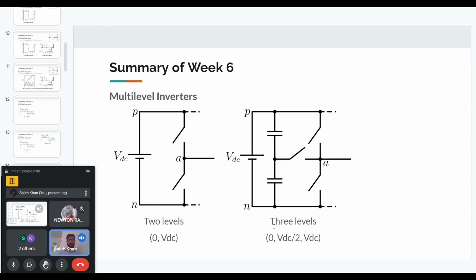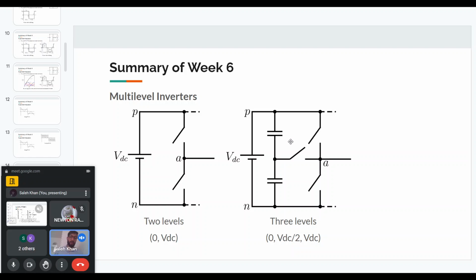So here we can get three levels across VAN. When the top switch is on, we will get VDC across VAN. When the bottom switch is on, we will get 0. Now when the midpoint switch is on, we will get basically VDC by 2 at the output across VAN. So here we have three levels at the output: 0, VDC and VDC by 2.